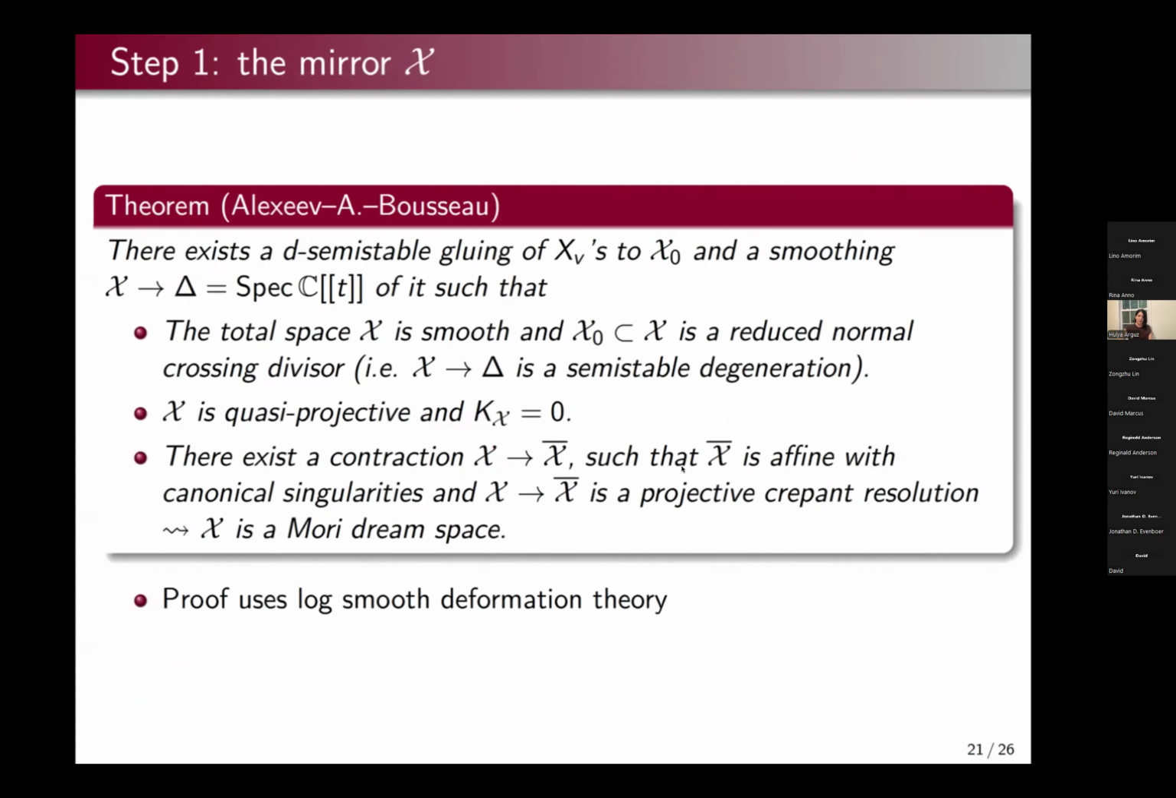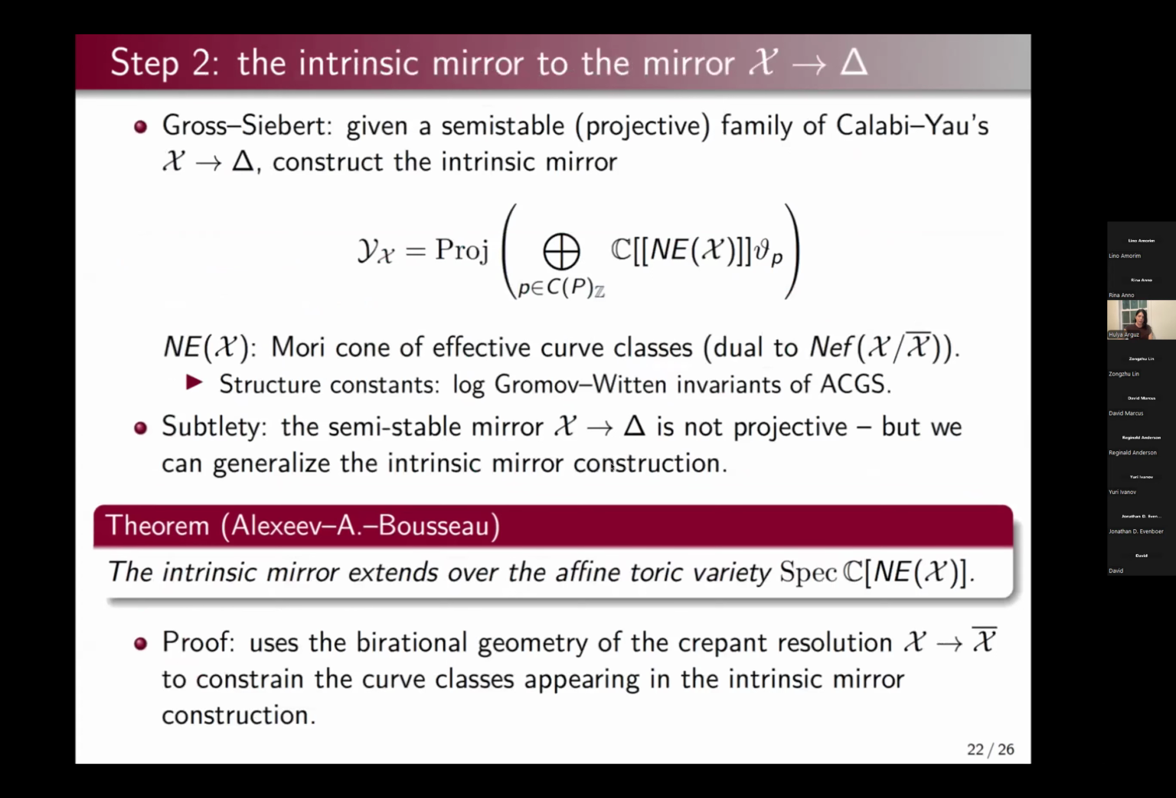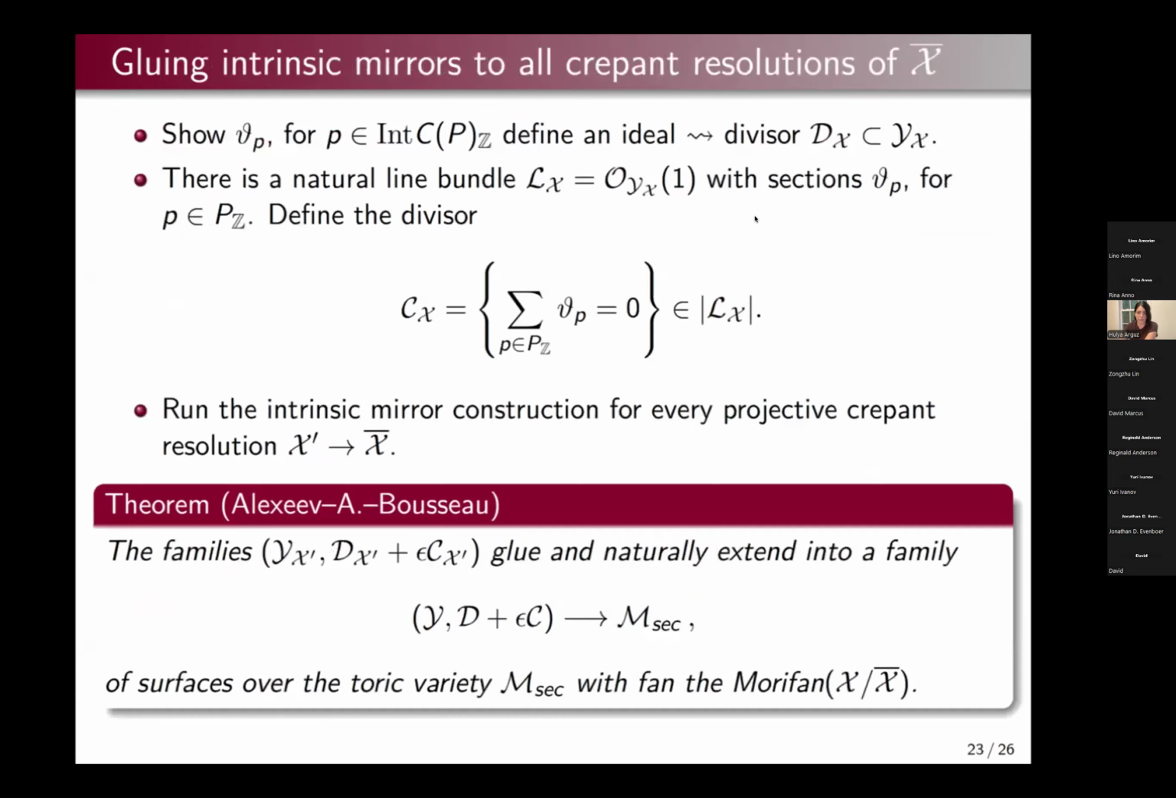So using this X, we look at the Mori cone of X. So first, to claim that the Mori fan of X will determine a toric variety which will parametrize the KSBA stable.